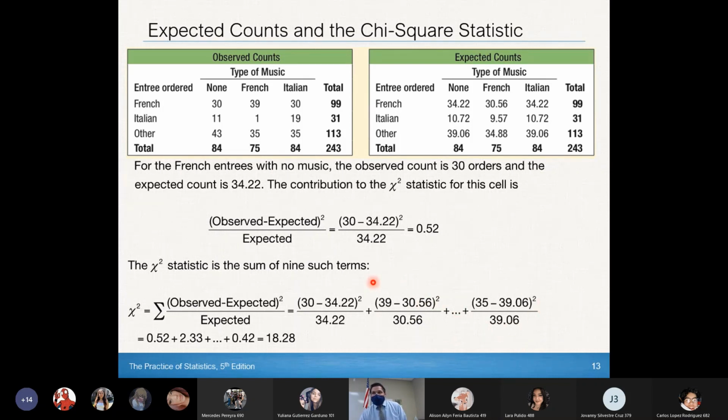If you are using your calculator to get the chi-squared statistic, it is sufficient to write the beginning of the calculation here, show the first couple of terms, the last term, and put dots in between to show that you're using the proper procedure. Then you can just have your calculator do the work. Ultimately, we get a chi-square equal to 18.28.